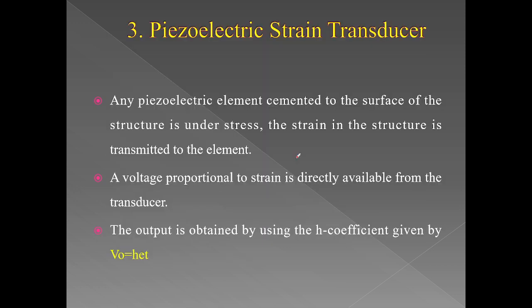So piezoelectric strain transducer. Third one is piezoelectric strain. So again the same thing, the press which you are going to give in here is going to be the strain. Okay, so here any piezoelectric element cemented to the surface of the structure will be under stress. So that stress has to be determined by one particular structure, and that structure will be giving a strain. So whenever the structure is given a strain, automatically the output will be recognized. From the formula, the output is obtained by using the H coefficient given by V0 = H × ε × t.